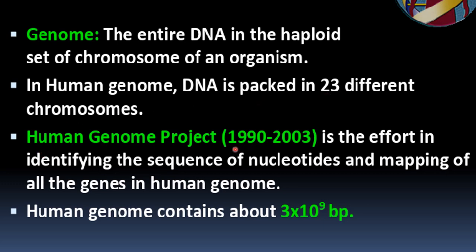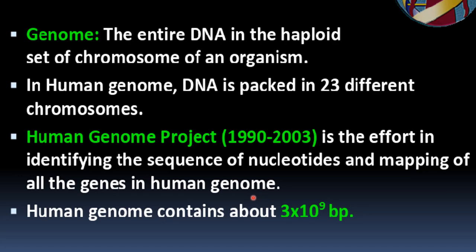Human Genome Project. It was started in 1990 and was completed in 2003. It was the effort in identifying the sequence of nucleotides. Where are these nucleotides present? In the DNA. And where is this DNA present? In 23 chromosomes. So this Human Genome Project was an effort to identify the sequence of nucleotides present in the DNA and mapping of all the genes in the human genome.